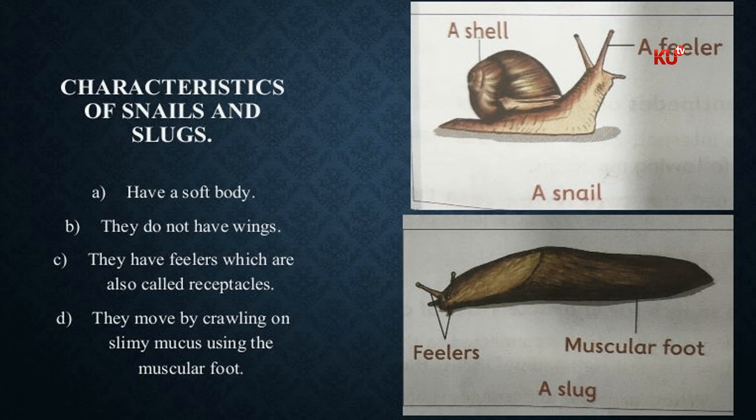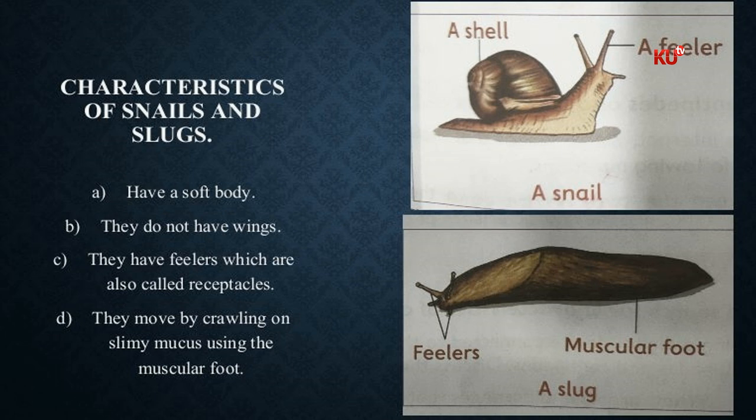The number 2, apart from the softness of the body, snails and slugs do not have wings. Look at the diagram. Can you see any wings there? Definitely no. Therefore, snails and slugs, characteristic number 2, they do not have any wings. Characteristic number 3, all snails and slugs have feelers.